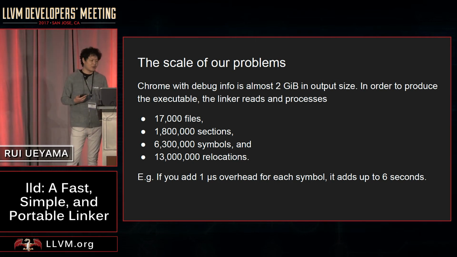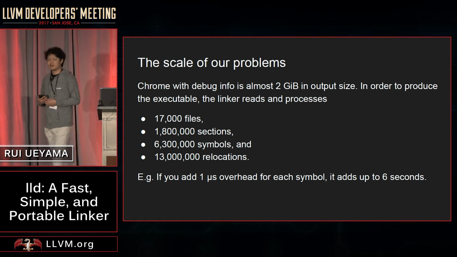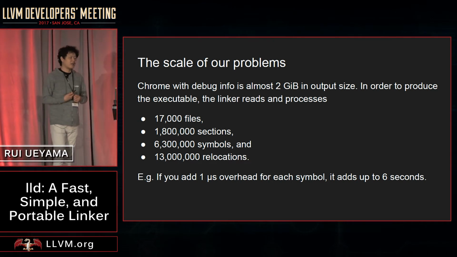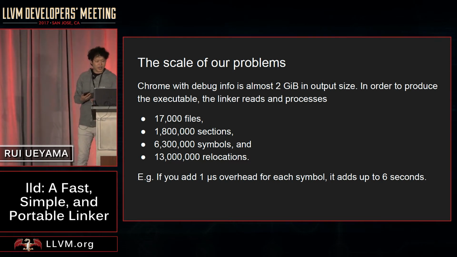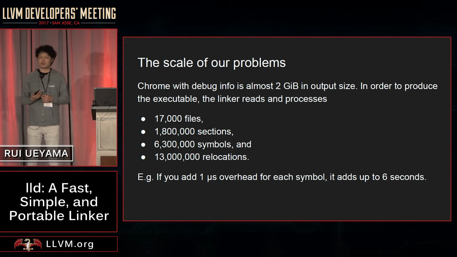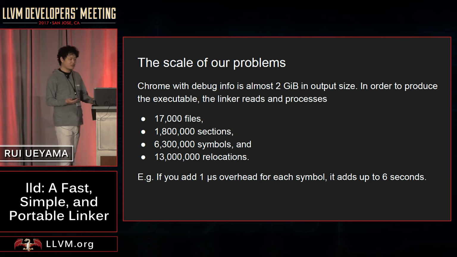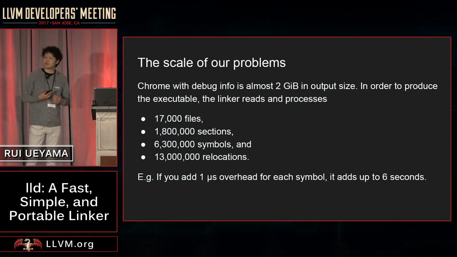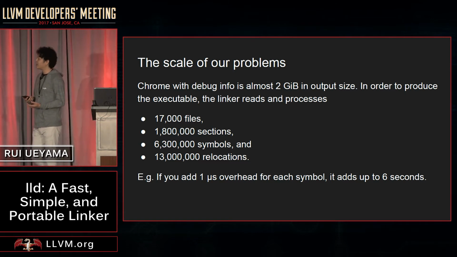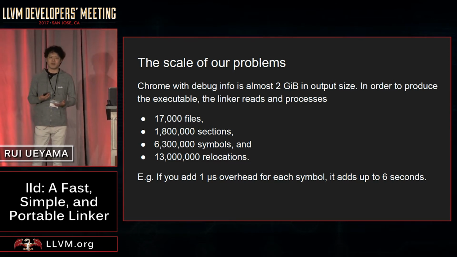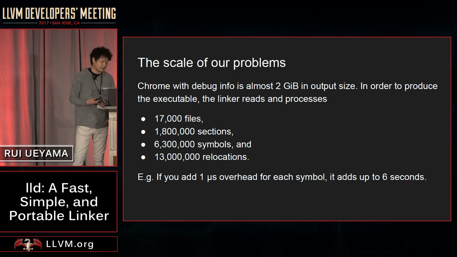So in order to link Chrome with debug info, which is 2 GB in size, by the way, LLD has to read 70,000 files, 1.8 million sections, 6.3 million symbols, and 30 million relocations. So all these numbers are big, but they are pretty different in order of magnitude, right? So you can spend a lot of time for each file, for example, but you really have to be pretty quick at handling symbols and relocations. Otherwise, your linker is going to be slow.